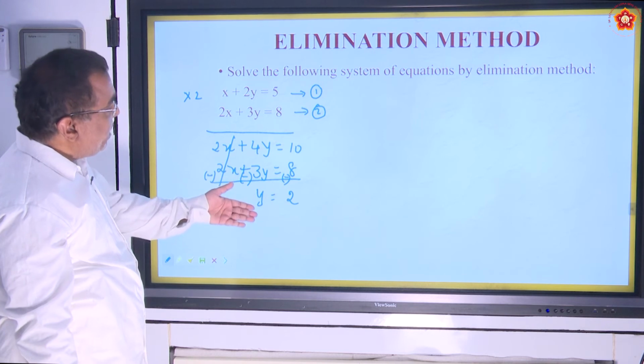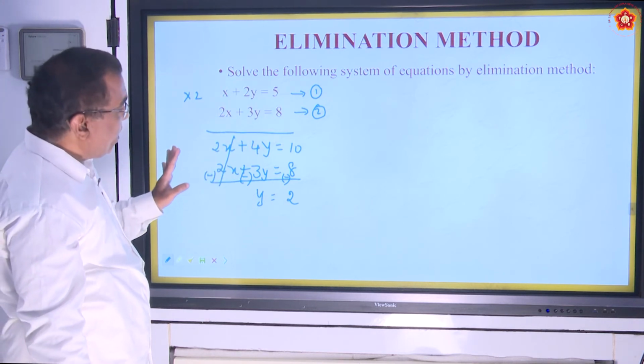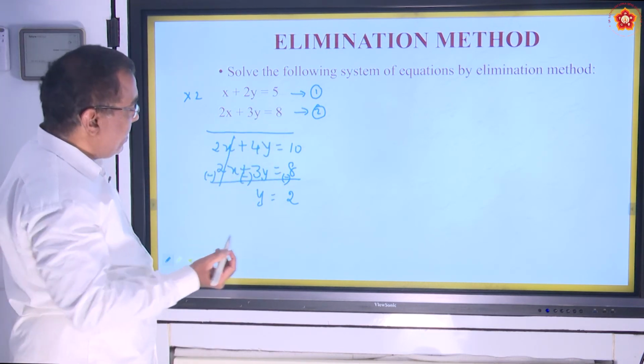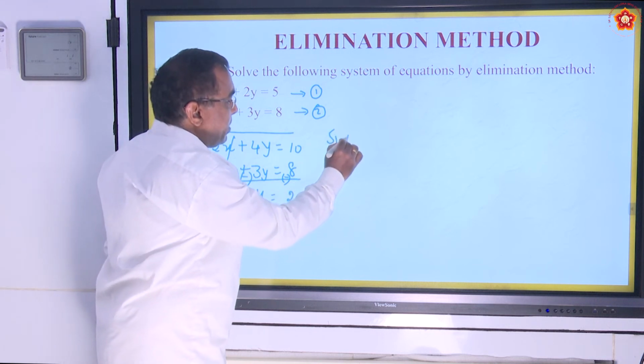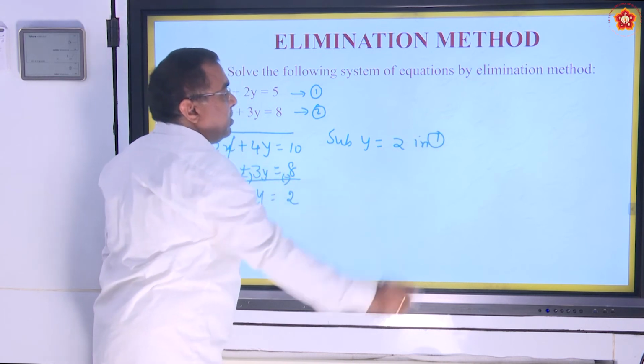So now substitute this value of y in either the first or second equation. Again, it is left to our choice. Either in the first or second equation, we can substitute this. Now substituting y equals 2 in the first equation, what happens?